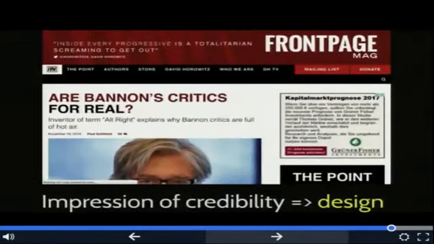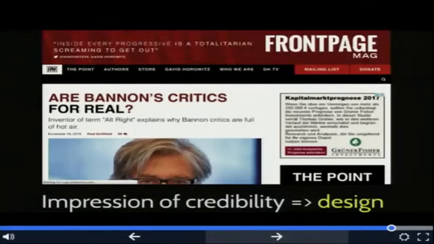So these sites also, just to point out on some of the content here, are very interesting. Front Page Mag, for example, is kind of a fringe site. It looks a lot like Frontline for PBS. They're cloning some of the parts of designs for these websites to make them look more credible, using the same colors, using the same fonts.